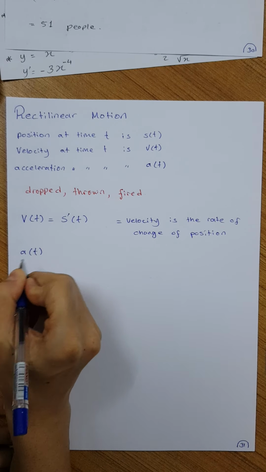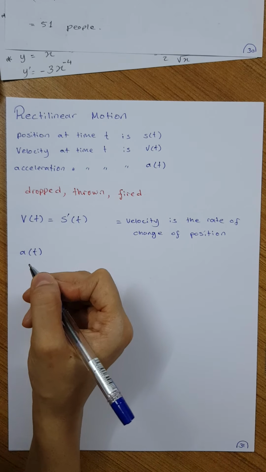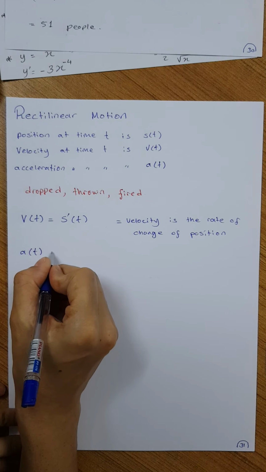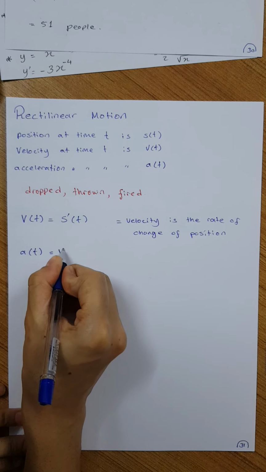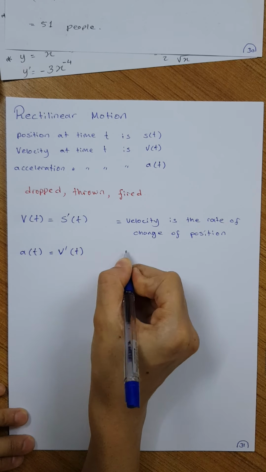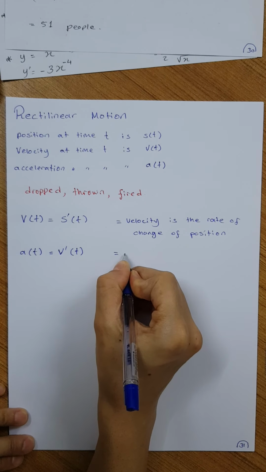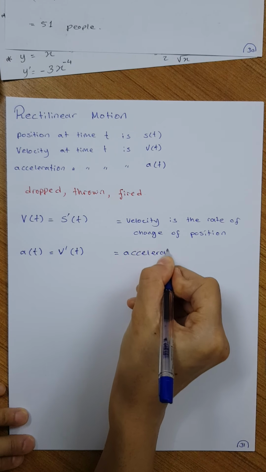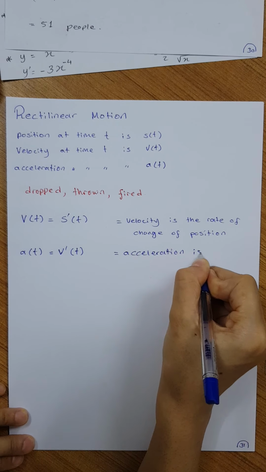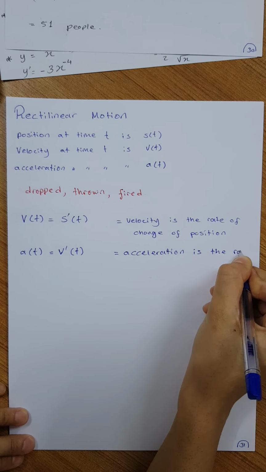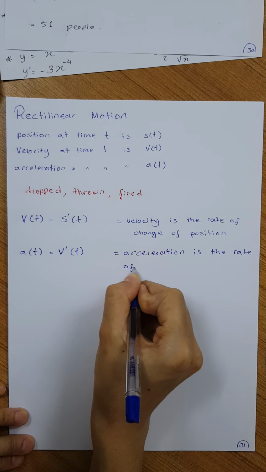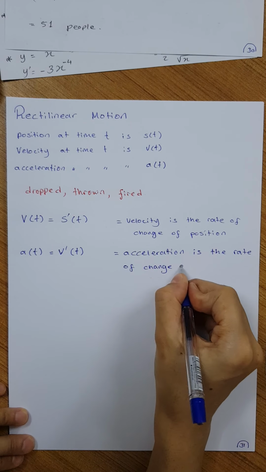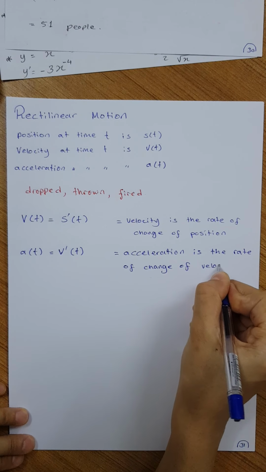Acceleration is what? Acceleration is equal to what? It is equal to the derivative of the velocity. Why is it equal to the derivative of the velocity? Because acceleration is again the rate of change. Look again, rate of change. When we talk about rate of change, that means the derivative of velocity with respect to time.